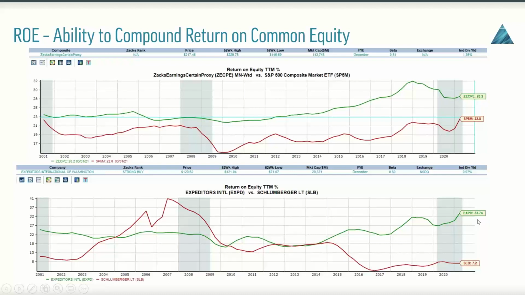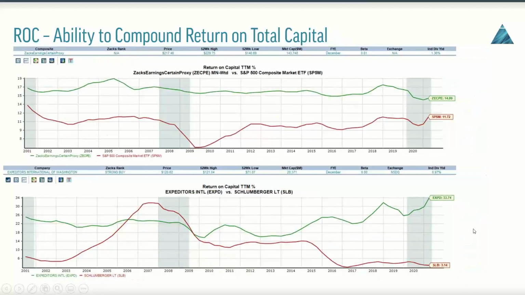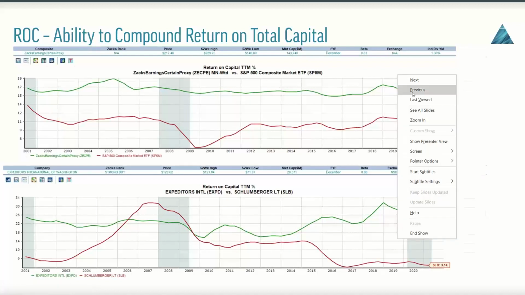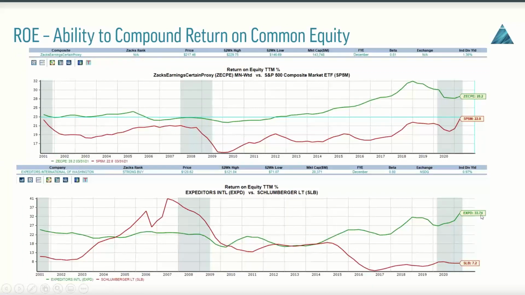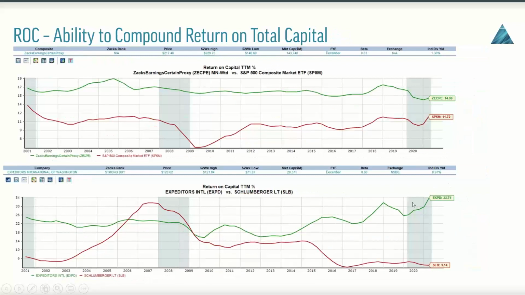The next slide gets really interesting because we're going to look at return on capital. And this is the ability to compound return on total capital. And you can see 14.99 versus the S&P 500 at 11.72. But what's interesting is Expeditors stayed the same at 33.74, and Schlumberger was cut in half. So I'm going to go back one slide. You can see Expeditors at 33.74, Schlumberger at 7.2. That's return on equity. And you can tell that Expeditors has no debt because that's why their return on capital stayed the same. Schlumberger got cut in half because they've got half their capital structure roughly in debt. And so that metric drops.